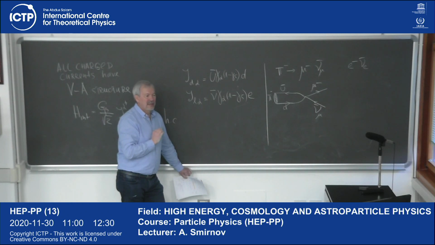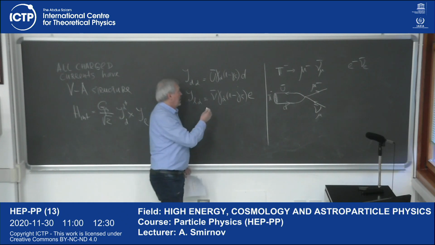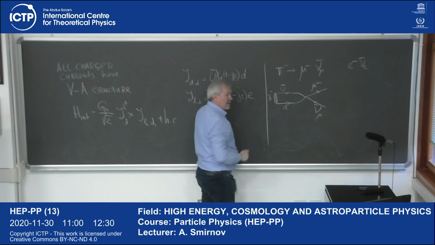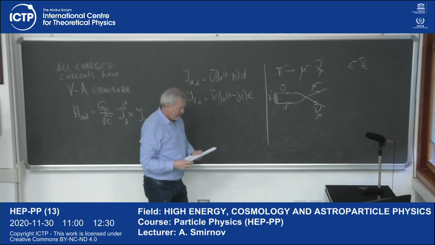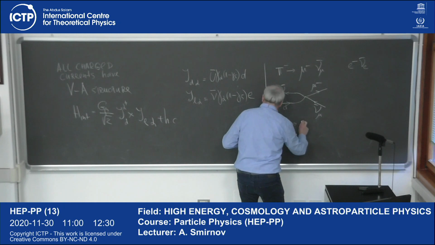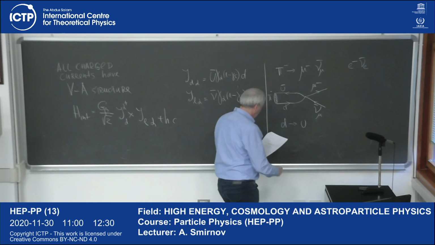It was not clear at the hadronic level, but it is clear what the structure of this current is at the quark level. What we observe is that the same current that is responsible for beta decay is also responsible for pion decay. So it's again the same transition of D into U.